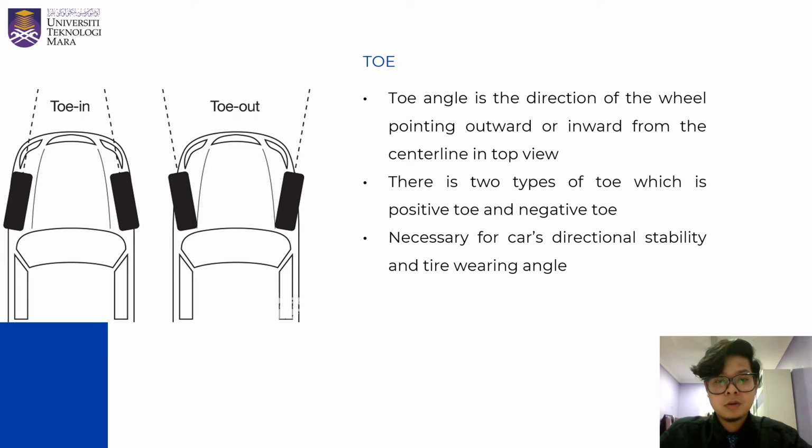Thirdly is the toe. Toe angle is the direction of the wheel pointing upward or inward from the centerline in top view. There is two types of toe, which is positive toe and negative toe. Positive toe is when the tires are pointing inward, whereas negative toe is when the tires are pointing upward relative to the car's centerline. Toe is necessary for car's directional stability and tire wearing angle.